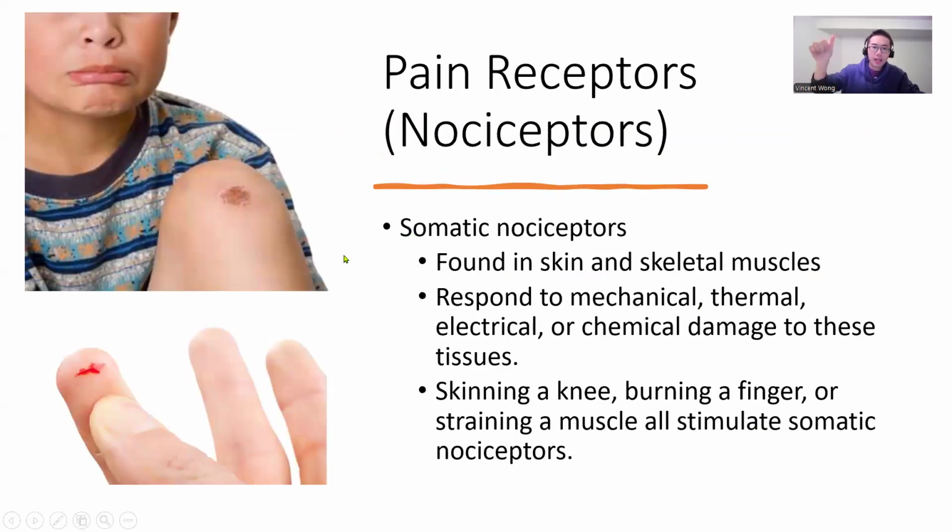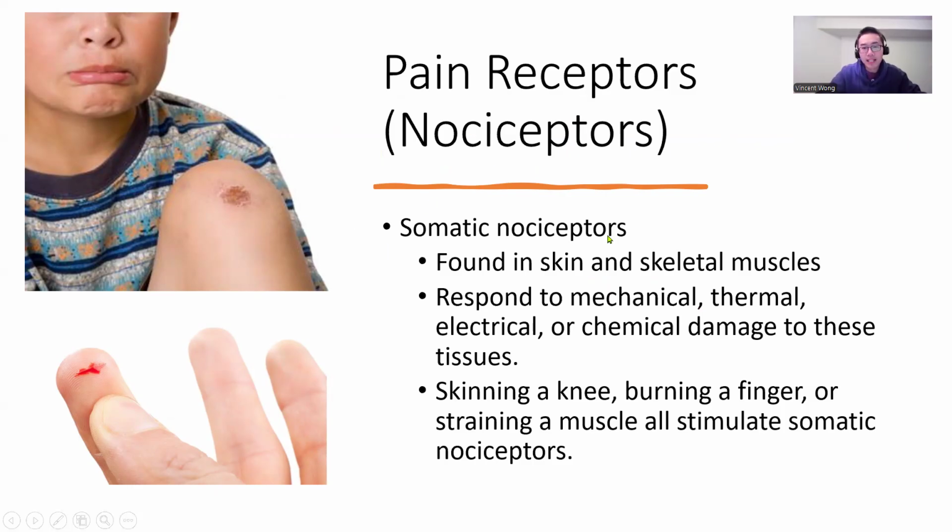Okay, so mechanoreceptors, thermoreceptors. The next one is pain receptors. Pain receptors have another name. They're called nociceptors. Now, depending on the nature of the pain and depending on where it originates from, there are different pain receptors for each of these things.